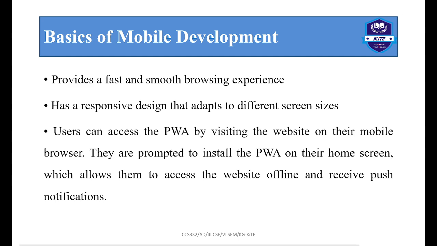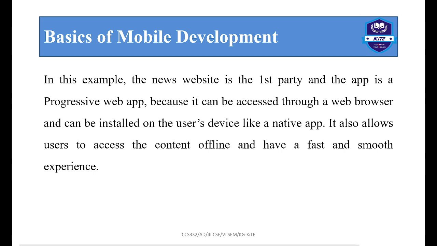They are prompted to install a PWA on their home screen, which allows them to access the website offline and receive push notifications. So this website is a first party website, but it has a progressive web app that can be accessed through a web browser as well as through the app. You can use both.